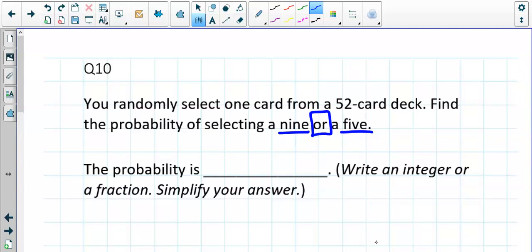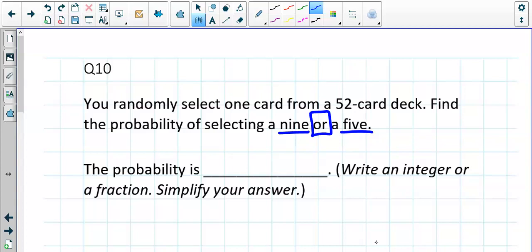Not mutually exclusive events would be like if I was in a car accident and wearing the seat belt. Can that happen at the same time? Can I be in a car accident and wear a seatbelt? Absolutely. Those are not mutually exclusive events. So again, mutually exclusive means they cannot happen at the same time. Not mutually exclusive means that they can.